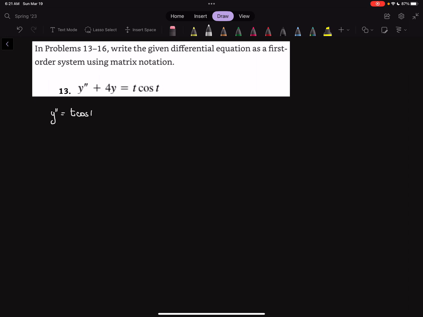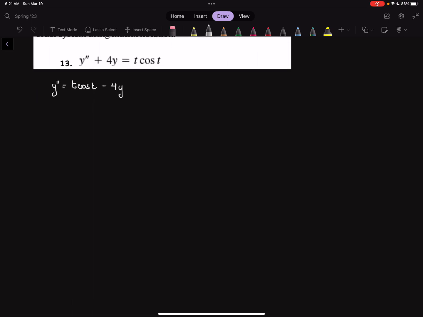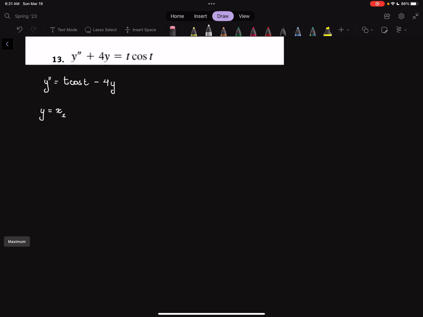So t cosine of t minus 4y. Then I'm going to say that my y is equal to x1, x sub 1. And now my y prime will be equal to x2. So let me write that close to the y. My y prime, which is not even present in here, is equal to x sub 2.